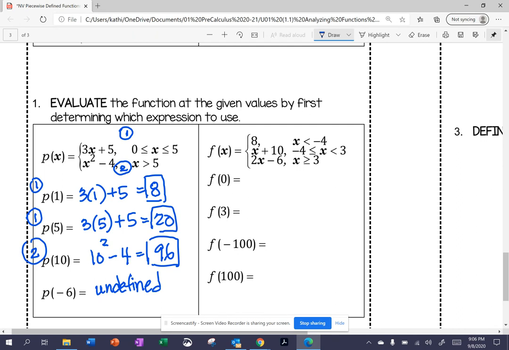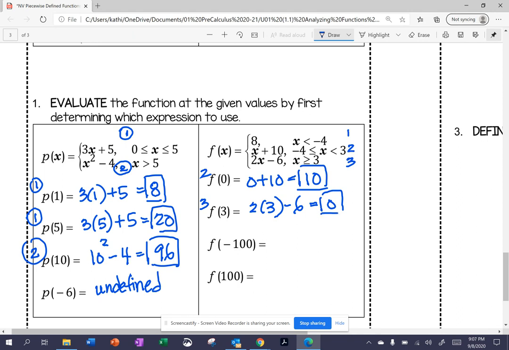Okay, so the first one, at x equals 0, I have my first, second, and third. At x equals 0 is going to be in my second function. So this is going to be 0 plus 10, which is 10. F at x equals 3 is in my third interval, so I'm going to substitute into the third equation. So 2 times 3 is 6, minus 6 equals 0.